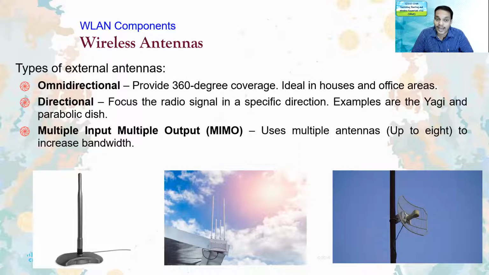The second one is directional. These focus the radio signal in a specific direction only. The Yagi and the parabolic dish are the best examples of a directional antenna. The third one is something called MIMO, multiple input, multiple output. These actually use multiple antennas, up to 8, to increase the bandwidth. Okay, most of the latest standards do implement the MIMO standard.